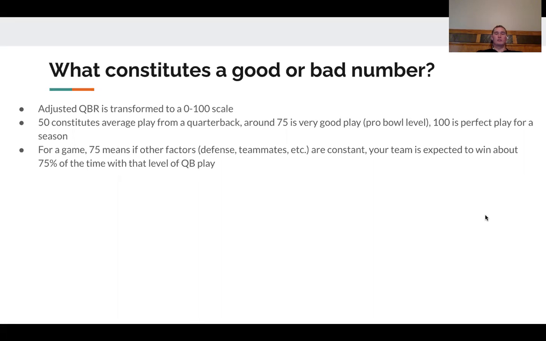So adjusted QBR is on a 0 to 100 scale. For a season, 50 is average play, 75 is really good, Pro Bowl level play, and 100 is perfect play. On the game level, 75 means that if other factors, which are defense and teammates, are constant, your team is expected to win about 75% of the time with that level of play.